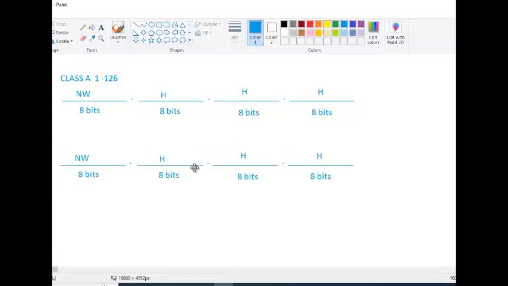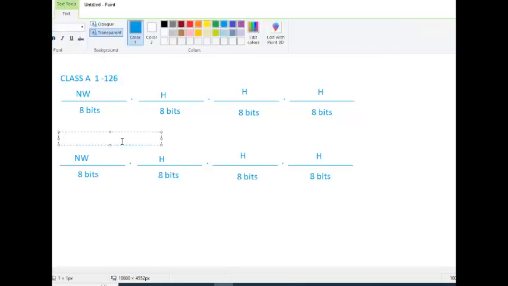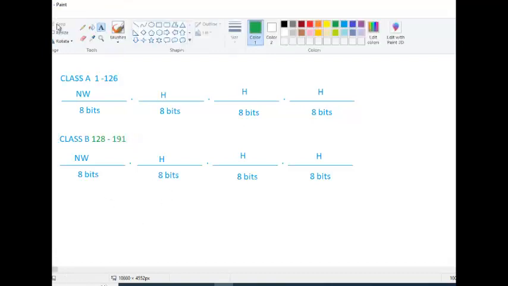Now for class B, the range is 128 to 191. And then the second octet is also network.